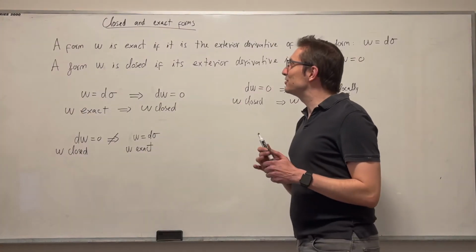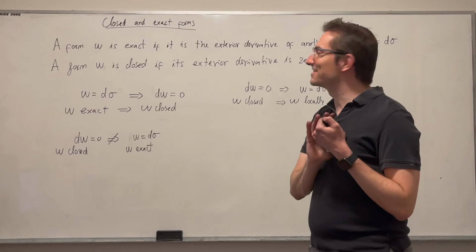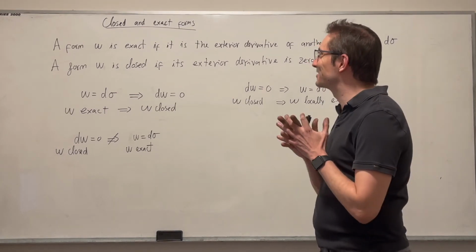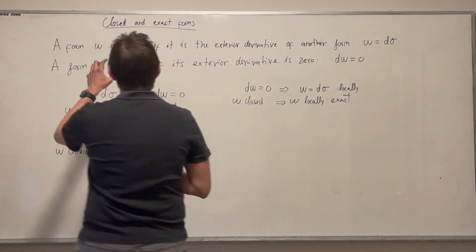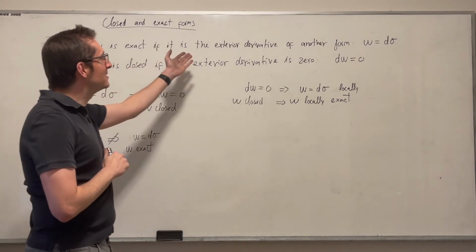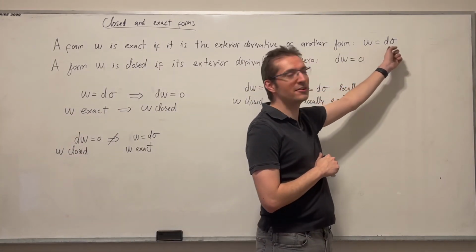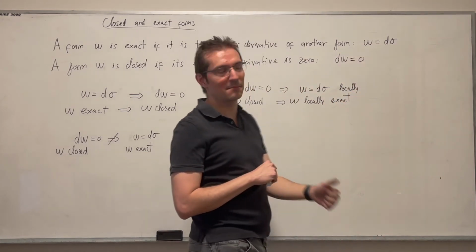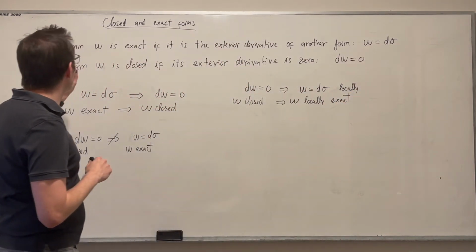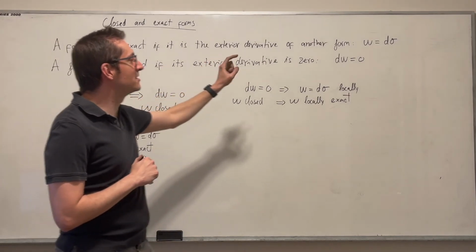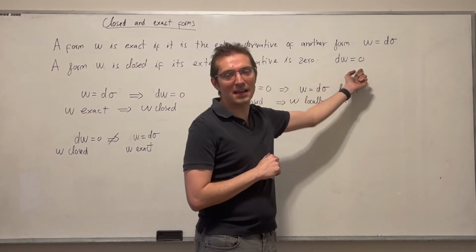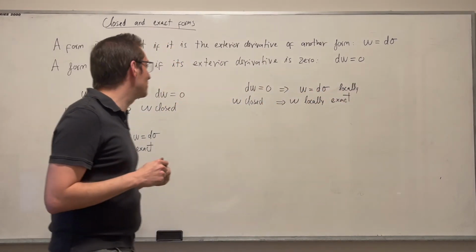All right, let's talk about closeness and exactness. Closed and exact forms. So the definitions are easy. A form omega is exact if it's the exterior derivative of another form. Okay, I can write omega as the exterior derivative of sigma, sigma being another form. A form omega is closed if its exterior derivative is 0. So if I take the exterior derivative of omega, it's 0.